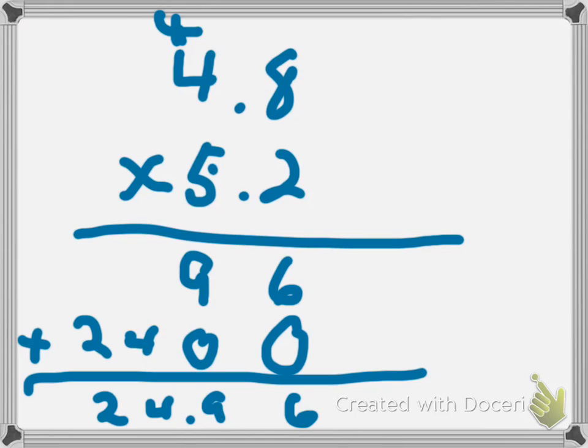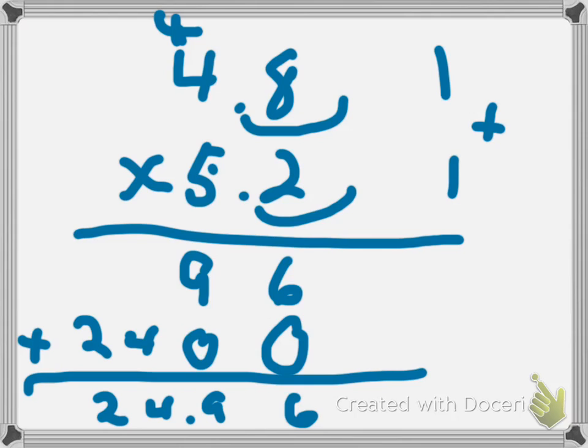The other way I can make sure I know where to place the decimal point is by counting the place values from the right that the decimal point is. So in 4 8/10, it's 1 place value from the right, and in 5 2/10, it's also 1 place value to the right. So then when I calculate my product, I'm going to have to move the decimal point 2 places to the right, because 1 plus 1 equals 2.